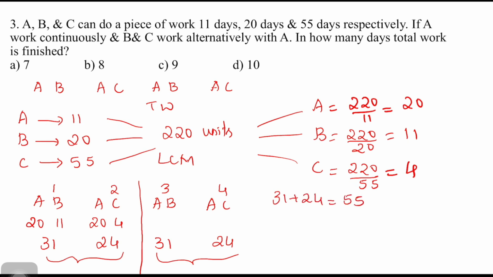55. So 55 units is completed in 2 days, because in the first day AB will do, in the second day AC will do, third AB. So in 2 days 55 units is completed, but 220 units has to be completed, isn't it? So 220, so how much if you multiply you will get 220, or forget 55.